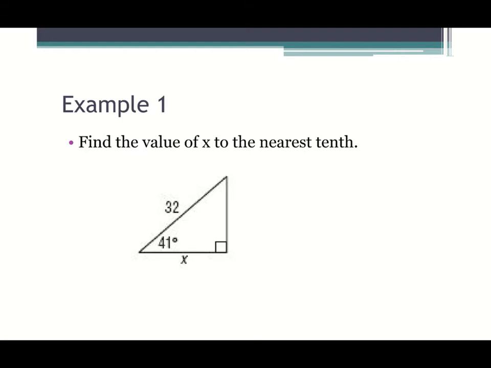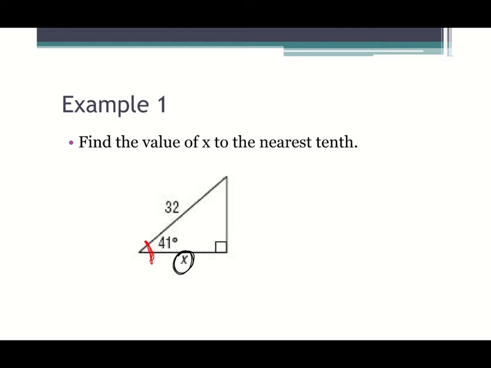All right, so two examples here. Here's our first example. It says find the value of x. We see that x is a side in the triangle, and we want to find this to the nearest tenth, so 1 decimal place. So this is what we're trying to find. This is our unknown. What we have is this angle here, and we have one side that we're given.